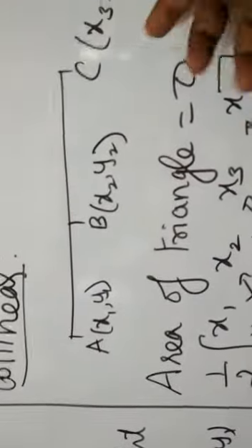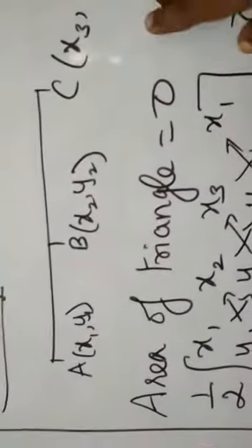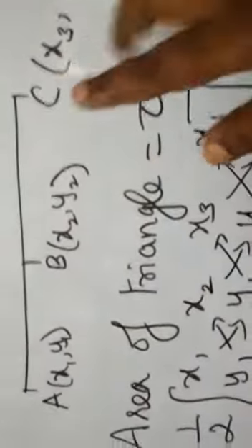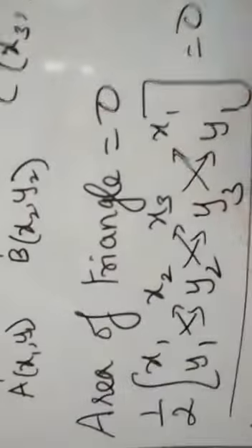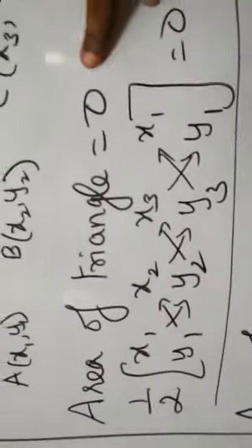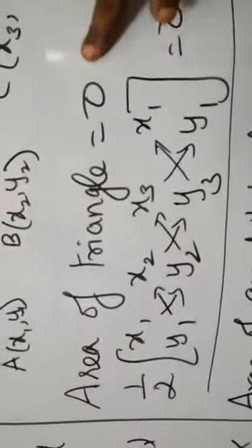Next concept, collinear. What is the meaning of collinear? If 3 points are given, how do we identify whether the points are collinear? If the 3 points lie on a straight line, then the points are said to be collinear points. So if 3 points are given, how do we identify whether they are collinear or not? We find the area of the triangle. If it is equal to 0, then the given points are collinear. Why? Because the area of the triangle will be 0, as with collinear points we cannot make a triangle.